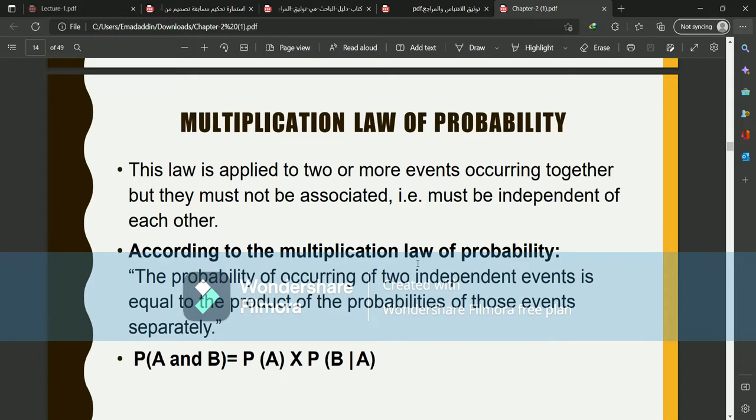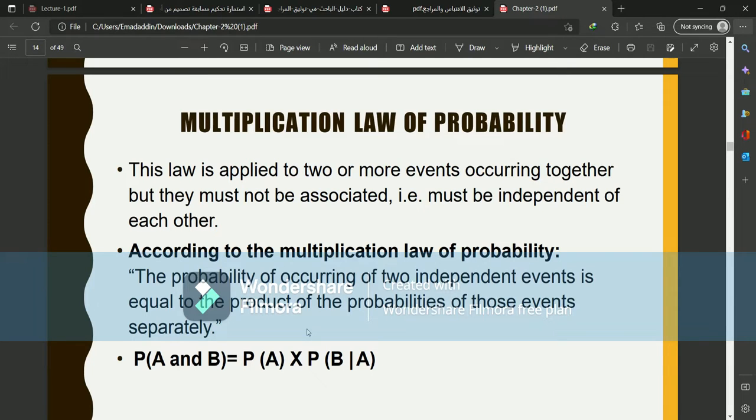According to the multiplication law of probability, the probability of two independent events occurring is equal to the product of the probabilities of those events separately. For example, P(A and B) equals P(A) times P(B given A).